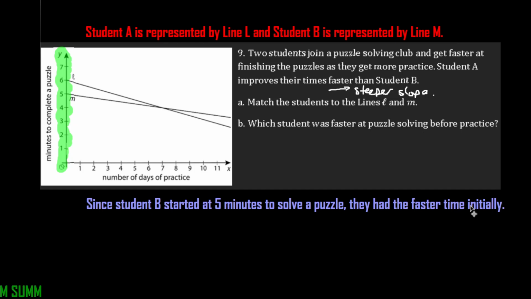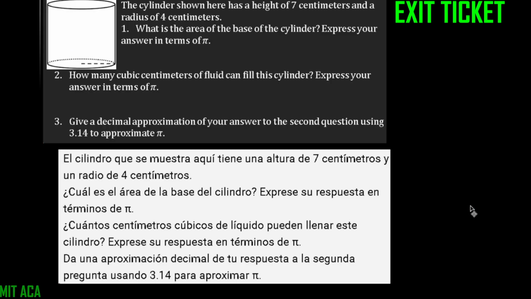Alrighty, and for the exit ticket, here's the translation at the bottom, but I'll read it for you out loud. It says the cylinder shown here has a height of 7 centimeters and a radius of 4 centimeters. First, you need to find the area of the base of the cylinder. You can express it in terms of pi. Number 2, how many cubic centimeters of fluid can fill this cylinder? Express it in terms of pi.